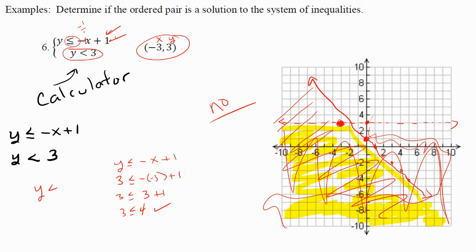You have y is less than 3, and so I'm going to use my y, which is 3. And then it's going to end up being 3 is less than 3. Is 3 less than 3? No. That's why it's on a dotted line. And so since it failed this inequality, then it's not a solution to the system.